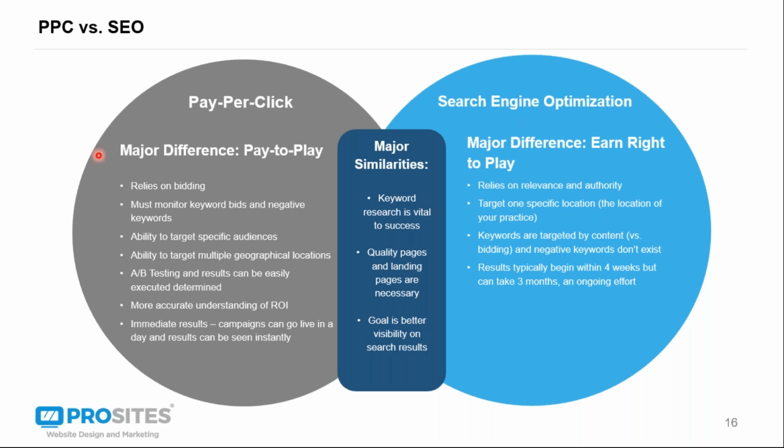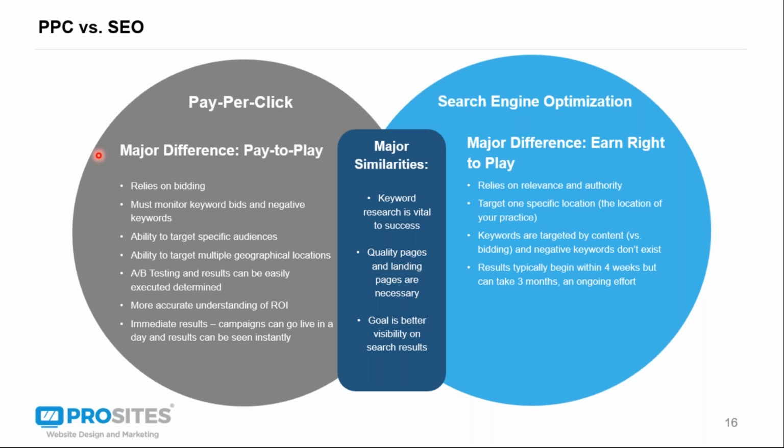You can explicitly target specific audiences, and you can also target multiple geographical locations. You can A/B test, and results can be easily executed and determined. It's also a more accurate understanding of return on investment because it's all right there for you within the dashboard. And generally, with pay-per-click, you can see immediate results. So if you're having trouble appearing on the first page, pay-per-click is a good way to turn that around immediately. It would only take a week or so.